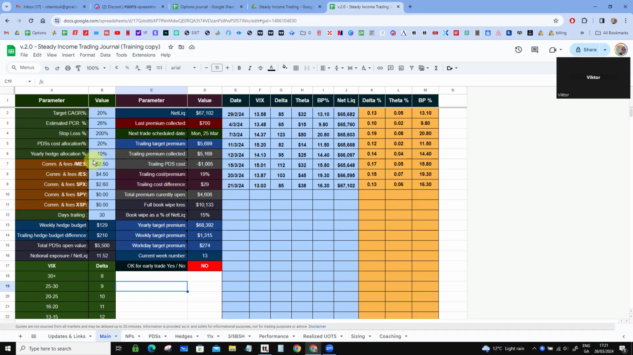By default, yearly hedge allocation is 10%. You can change it down or up. I think 50% of your CAGR is a good starting point.